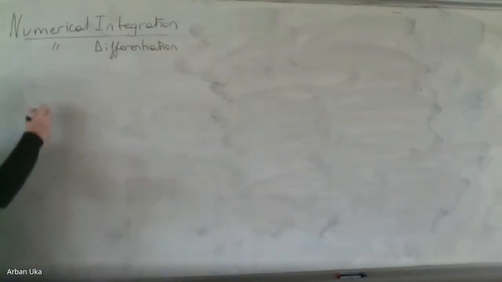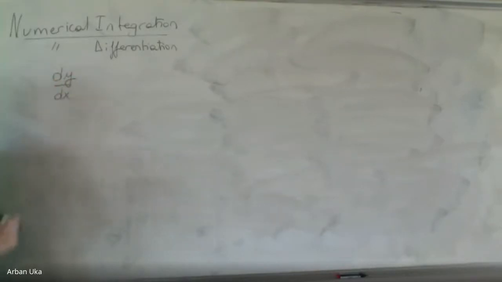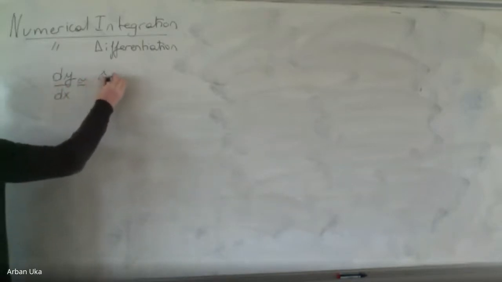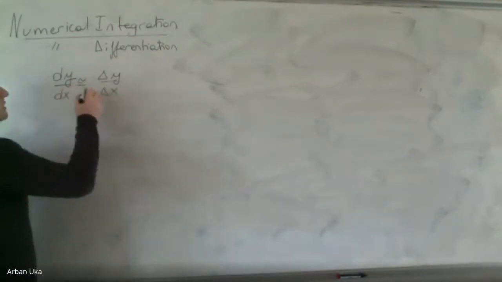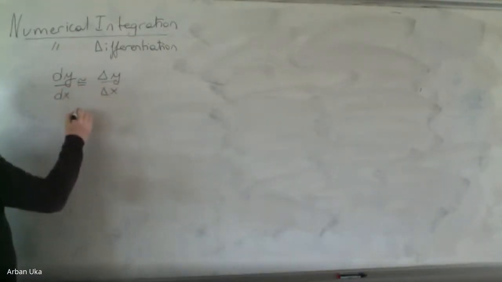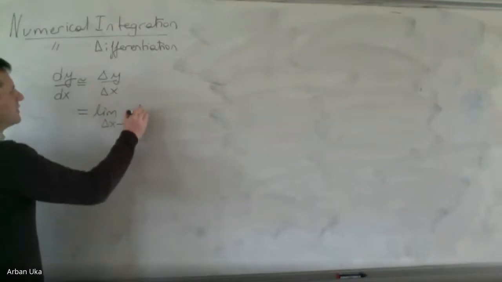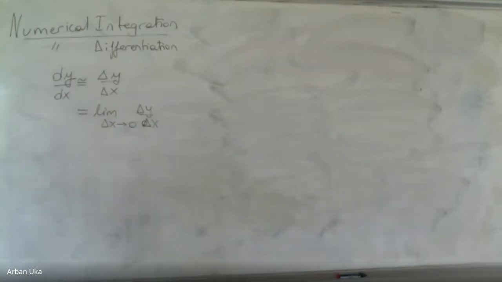Now, in numerical differentiation, we're talking about this type of operator, dy over dx. This is approximately equal to delta y over delta x. Okay? We know this much, and we know that in the limit it is equal, when the limit of delta x goes to 0 of delta y over delta x. Okay? So we do remember this much from first year calculus.